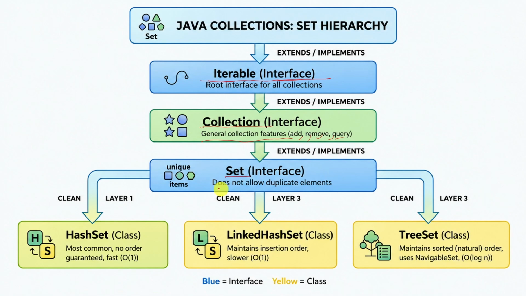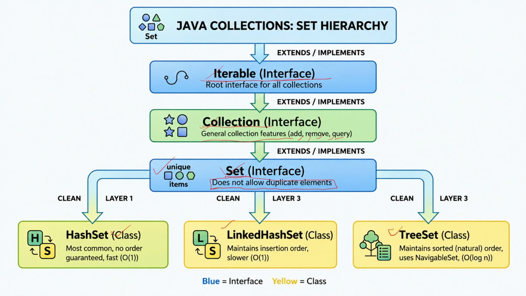Set does not allow duplicate elements, as we have just seen. Only unique items will be stored in the set. Iterable is an interface, Collection is an interface, Set is an interface. But the implementation classes of Set are three: HashSet, LinkedHashSet, and TreeSet.